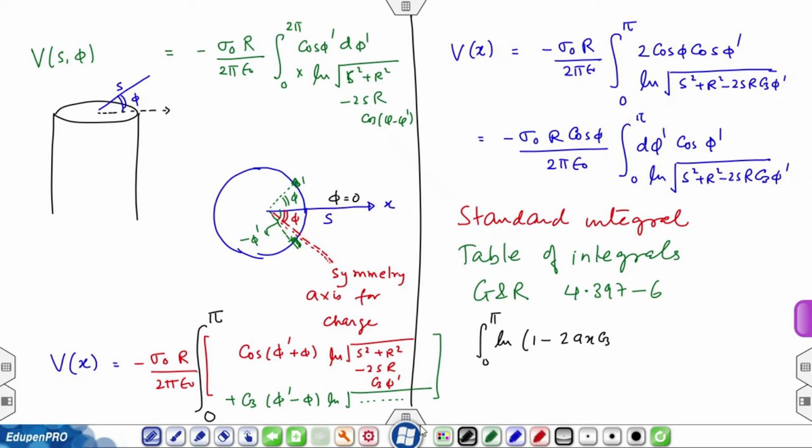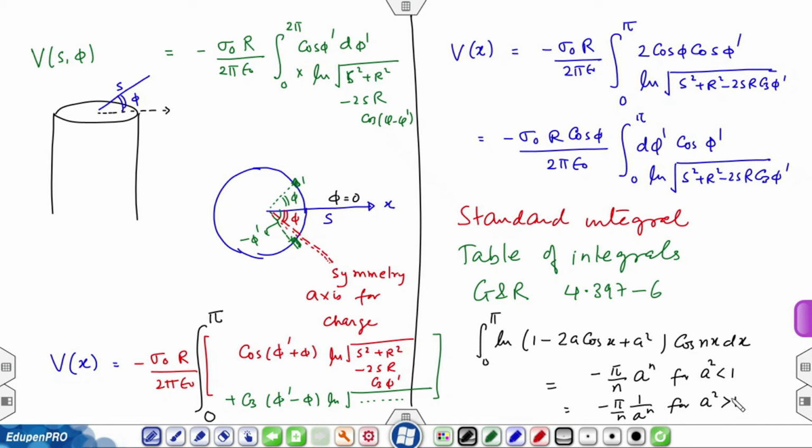sorry, let me just erase this. 1 minus 2 a cosine of x plus a square times cosine of n x dx is equal to minus pi over n a raised to n for a square less than 1, and is equal to minus pi over n 1 over a raised to n for a square greater than 1. So, this is a standard integral.